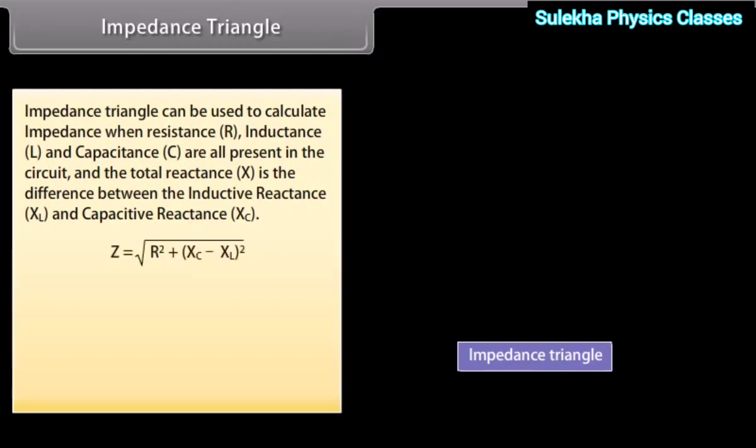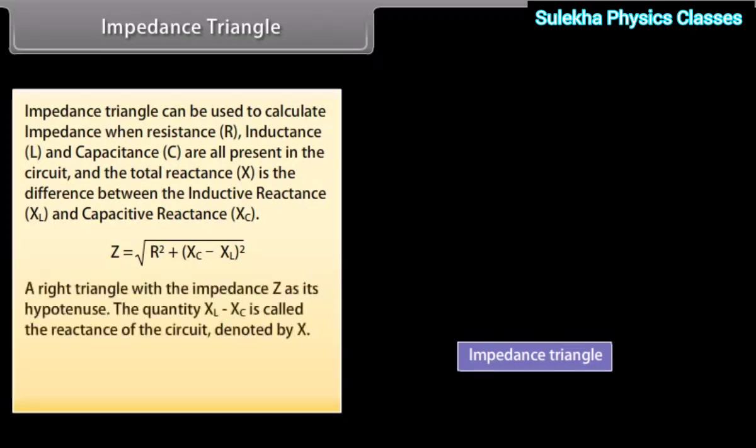Z is equal to under root of R square plus XC minus XL square. A right triangle with the impedance Z as its hypotenuse, the quantity XL minus XC is called the reactance of the circuit, denoted by X. Tan phi is equal to XC minus XL upon R.